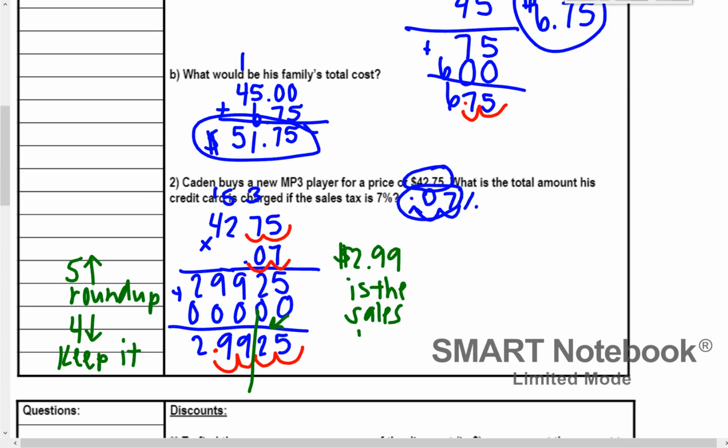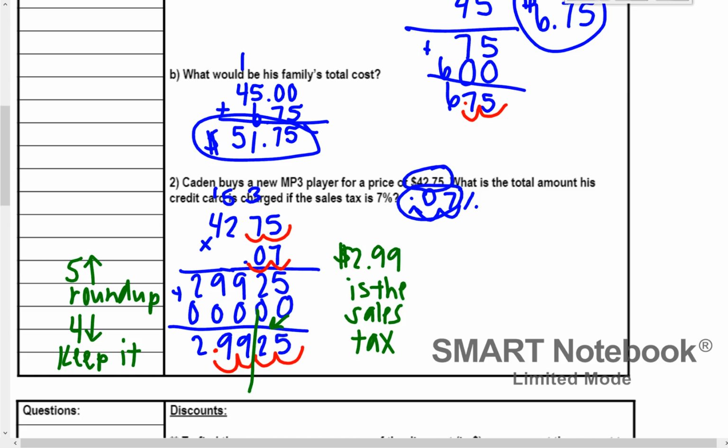Okay. Now, since these are notes, I'm writing this all out. On a test, you wouldn't have to label it that's the sales tax. I would understand that. That's not what the question asks. The question did not ask how much he is paying for tax. It asks how much will his credit card be charged total. So with tax, we add it back in.